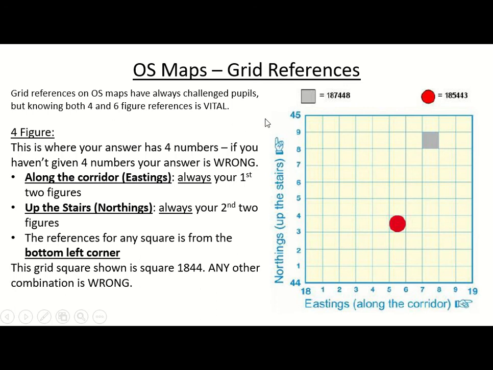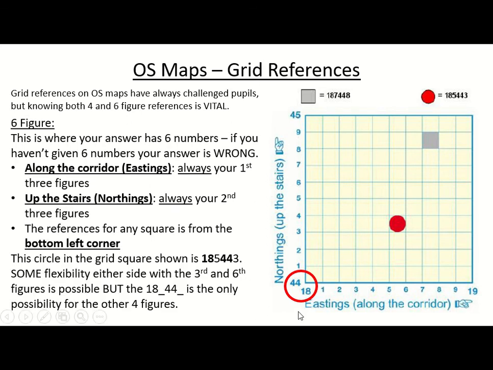And so 1844 is the only thing that is right for this grid square. Now, 6-figure references are where people find that they struggle a little bit. And don't panic about 6-figure references, because if you can do 4-figure, 2/3 of the work is done for you. Okay, and the same rules apply. As in 4-figure references, you go along the corridor, up the stairs, and you use the bottom left corner for your starting point. Now that's really important, that you still follow those same rules, but it's 6 figures, and so we've got to get an extra 2 numbers from somewhere.